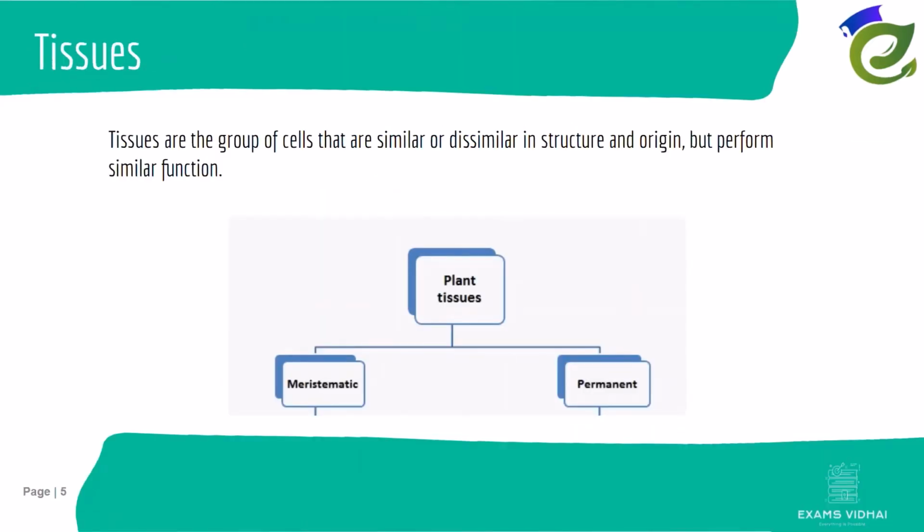So coming to tissues, tissues are a group of cells that are similar or dissimilar in structure and origin, but perform similar functions. So plant tissues are classified into two categories. One is meristematic tissue and the other one is permanent tissue. Meristematic tissues in plants consist of a mass of undifferentiated cells whose main function is to participate in plant growth, whereas permanent tissues, on the other hand, are differentiated tissues. They carry out their dedicated functions.